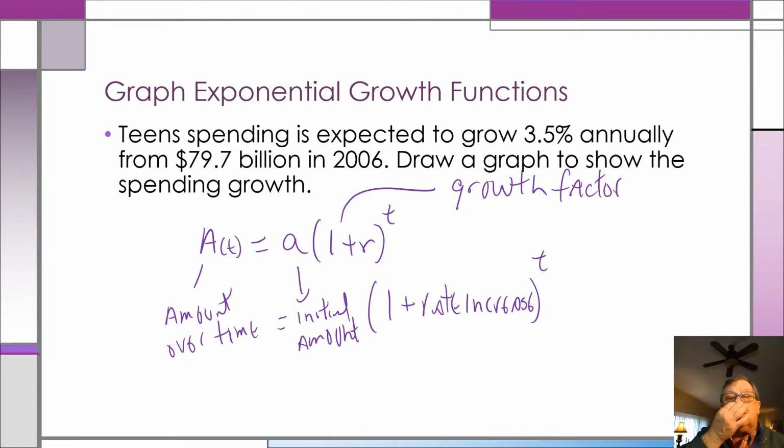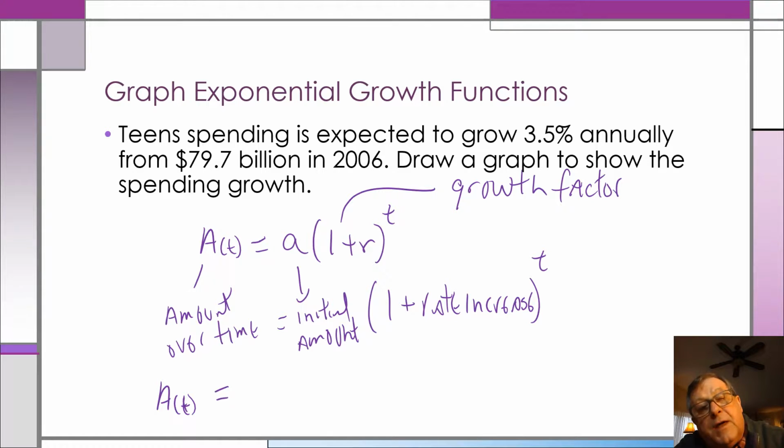All right, well, now let's look at this problem. Teen spending is expected to grow 3.5% annually from $79.7 billion in 2006. Draw a graph to show the spending growth. So let's get this thing plugged into our function. So we're still going to say that we've got A of t. So that's our function. And if I want to graph that, this y equals is going to equal A of t.